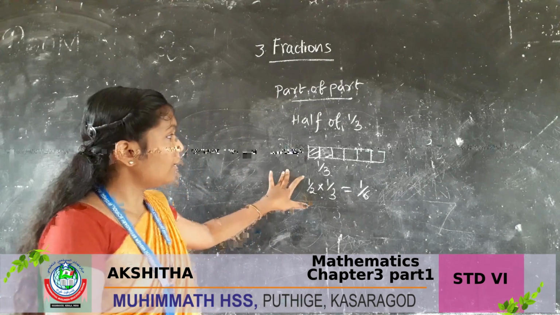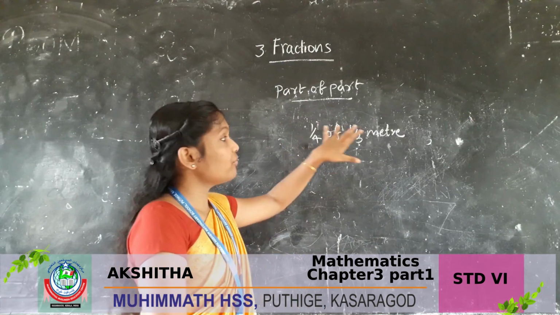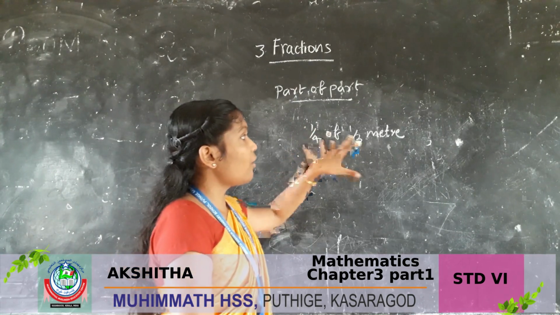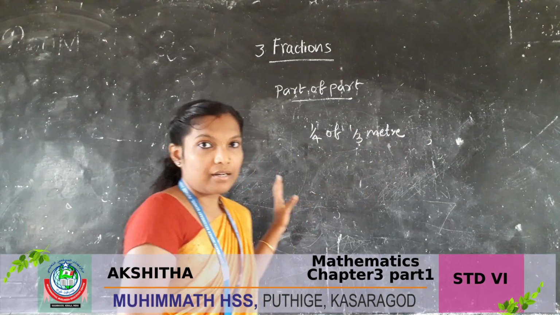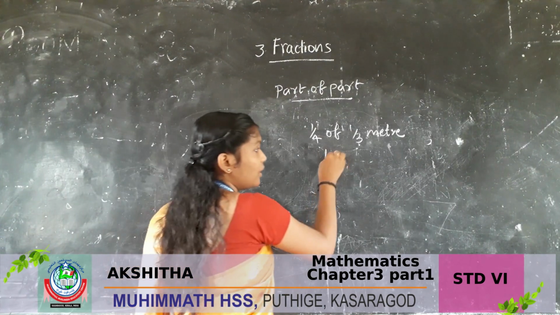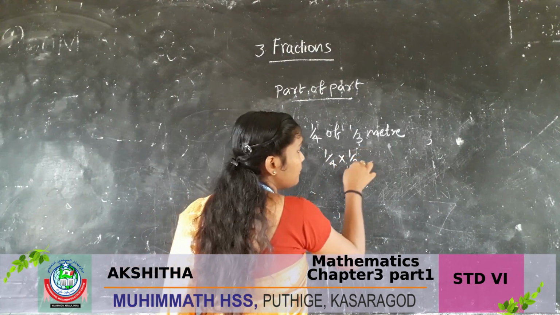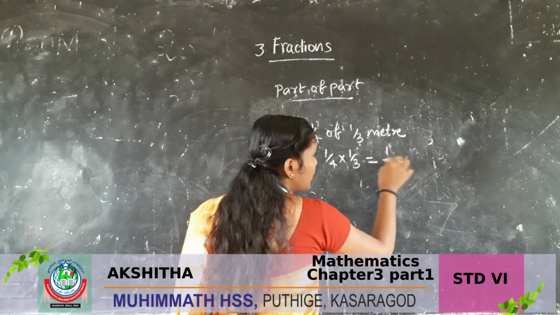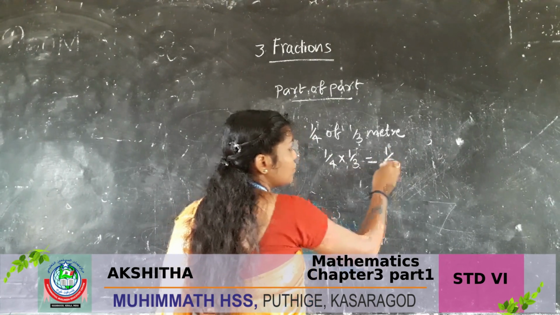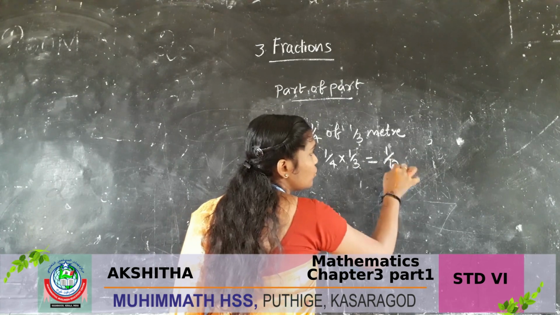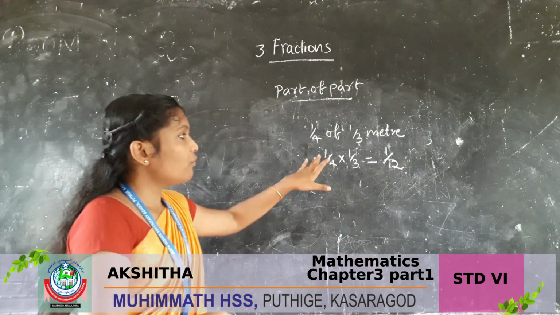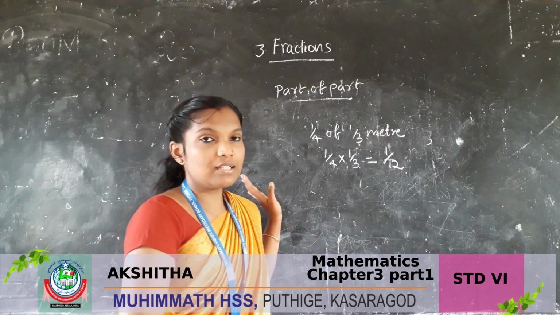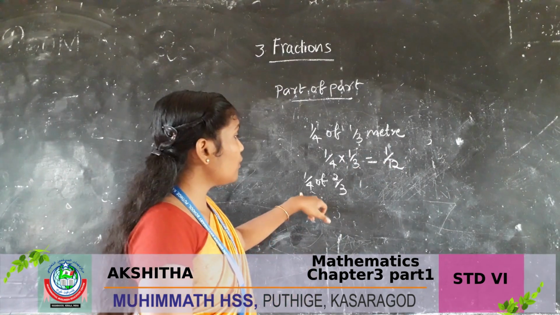Is it clear? What is the 1 by 4 part of 1 by 3 meter? Quarter of 1 by 3 meter. How can we find the answer? 1 by 4 into 1 by 3 is equal to 1 ones are 1. Next here 4 into 3, 12. 1 by 4 into 1 by 3 is 1 by 12. Is it clear?